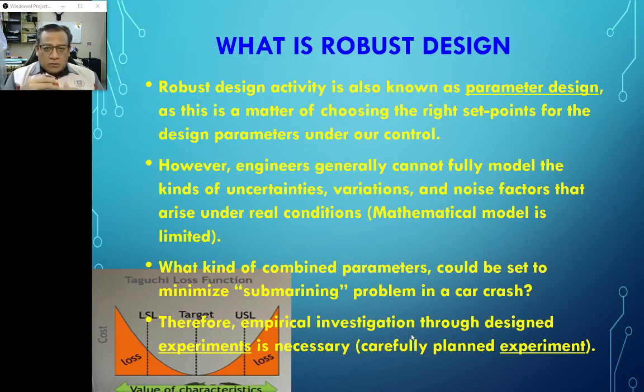Therefore, one way to approach this is through a technique of robust design, in which you have to come up with the design of experiment, or you have to plan the experiment with a few combinations or many combinations of set points, so that you could know what is the maximum performance with the minimum variation or minimum noise. Okay.